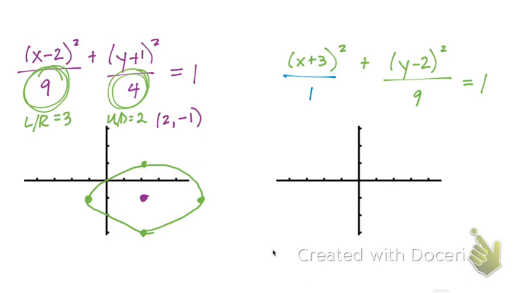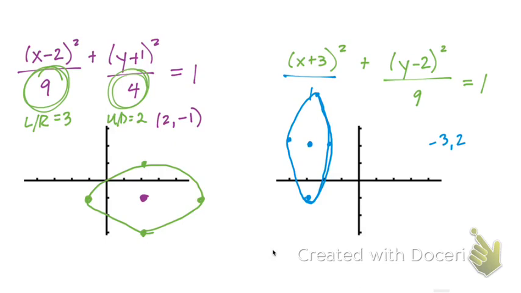Okay, I want you to try graphing this one. Where's my center? -3, 2. And how many do I go left and right? 1. How many do I go up and down? He is skinny boy. And connect the dots. So this would be considered a vertical ellipse, and then the one before that would be considered a horizontal one. So just basically which one has the longer axis, the vertical or the horizontal.